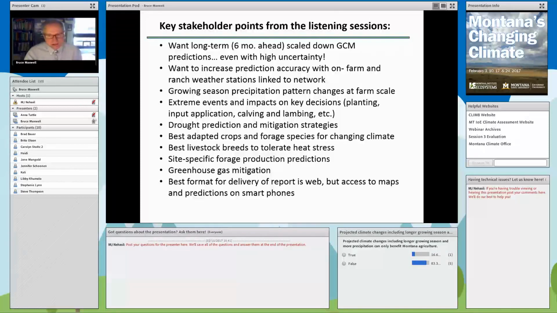Best adapted crops and forage species for changing climate. They're thinking ahead. How should we adjust if we do get warmer, et cetera? Can that support some of the grasses that the states to our south are growing to feed livestock? Can we get more productivity out of our system?